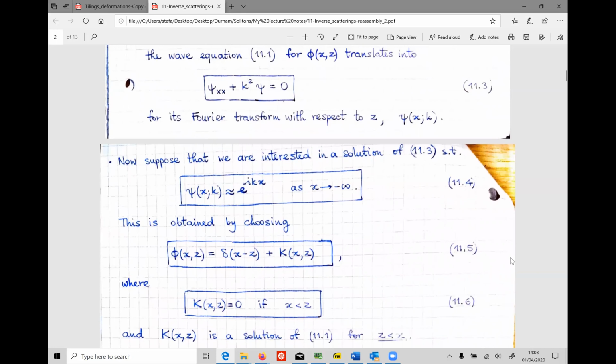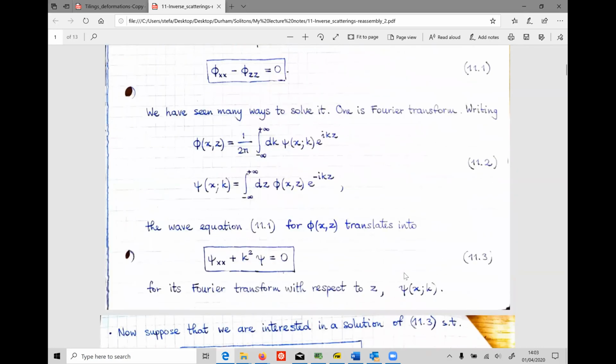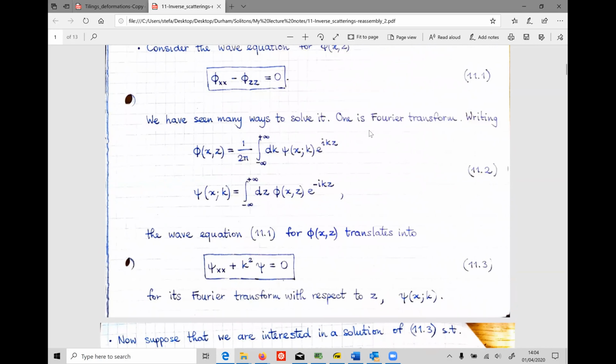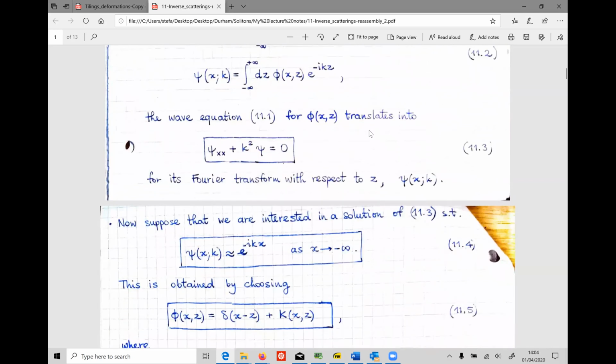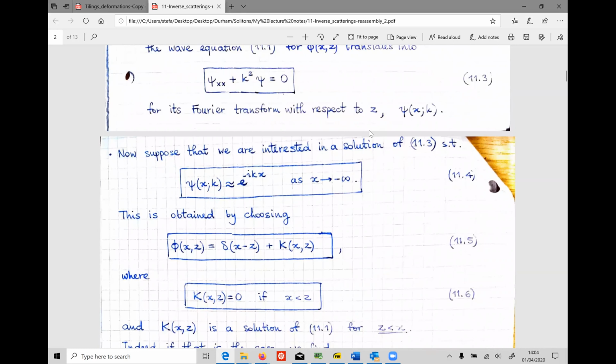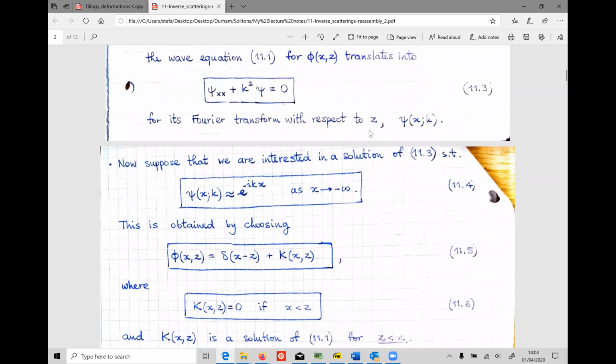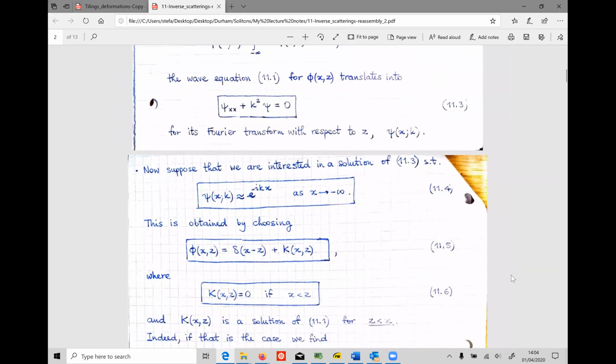where we require essentially two things. One is that we require that k, this integral kernel, vanishes if z is larger than x. And secondly, we require that k is a solution of equation 11.1, which was the wave equation. Okay, so essentially we're superposing a delta function plus a certain solution of the wave equation, which vanishes when z is larger than x. So why does this do the job?